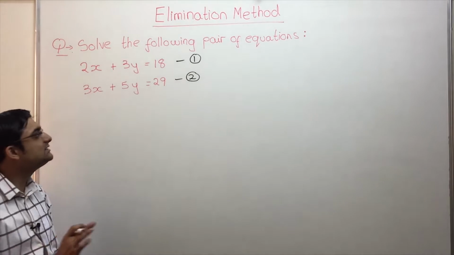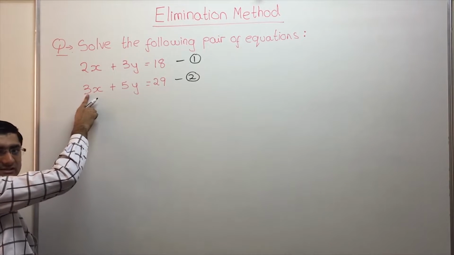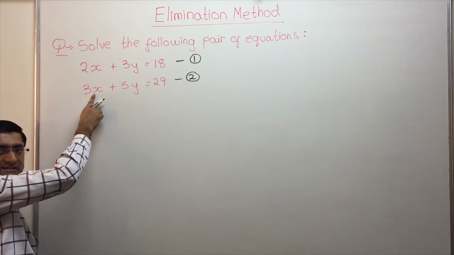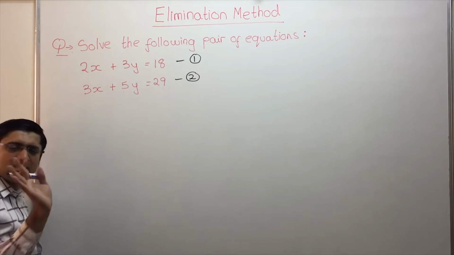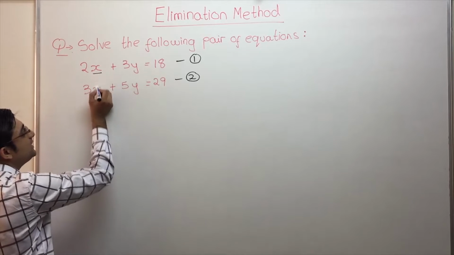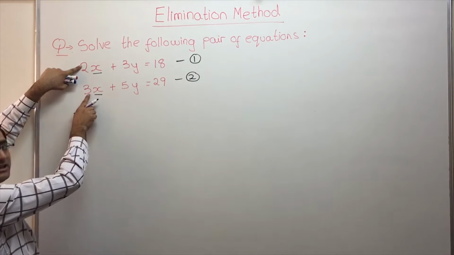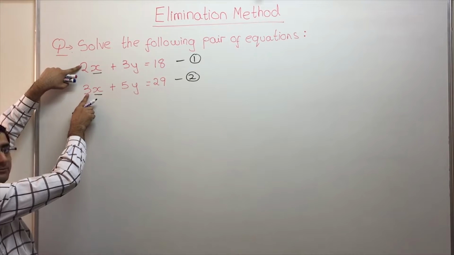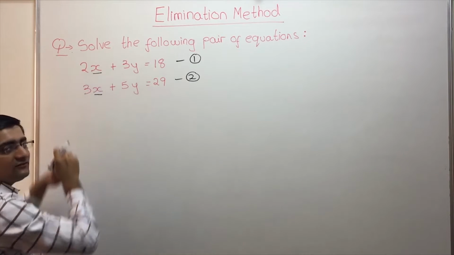So how do I do that? Simple. Multiply the first equation by the coefficient of x in the second equation and multiply the second equation by the coefficient of x in the first equation. I repeat, underline the variable you want to eliminate, x. So multiply equation number 1 by the coefficient of x in equation number 2. So multiply equation 1 by 3. Next, multiply equation 2 by the coefficient of x in the first equation.